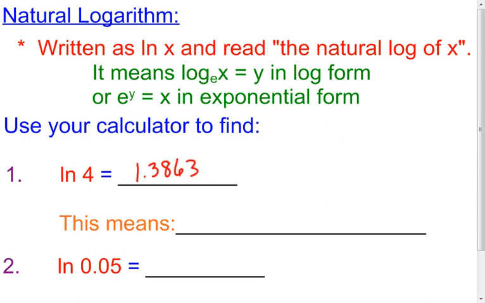1.3863. And again, instead of writing natural log, I could write that as log base e. So log base e of 4 is 1.3863. Or that's in logarithmic form now. So that's what it looks like in logarithmic form. If I were to switch it to exponential form, your base would be e, your exponent would be 1.3863, and your answer would be 4.